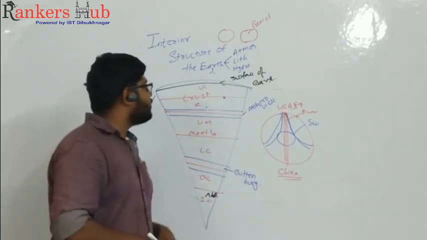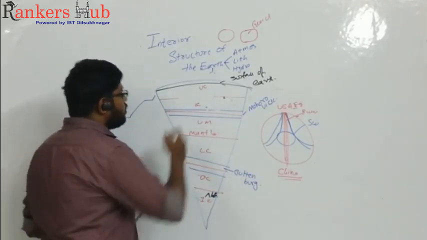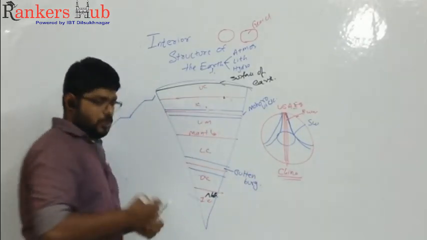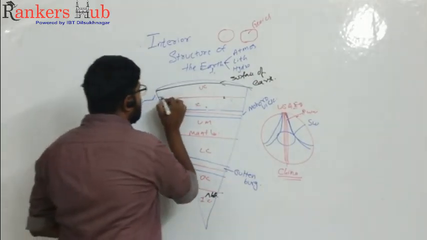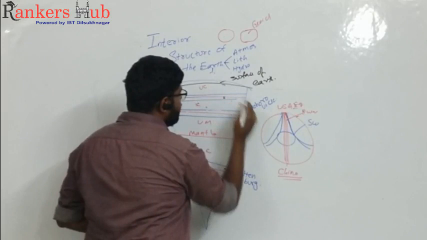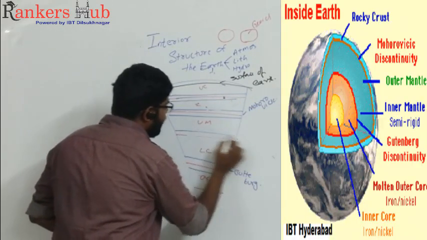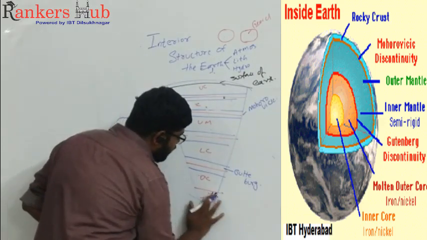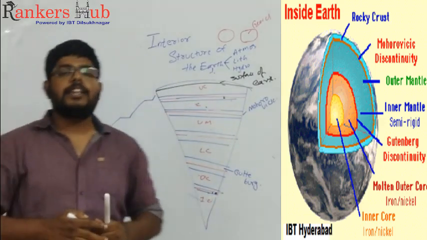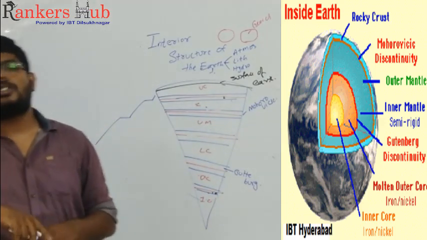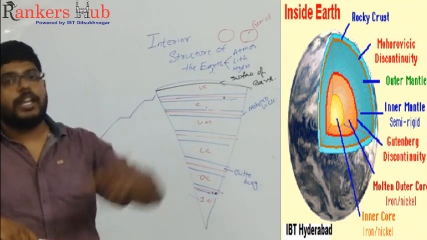So now, how many layers are we having? We are having two layers in the crust, two layers in the mantle, and two layers in the core. Again, these layers will be having discontinuities. What are discontinuities? Here we will have one discontinuity, here one discontinuity, here the second discontinuity, and here the third discontinuity. That means we are dividing the Earth into 6 different zones. That means how many discontinuities will we have? We will have a discontinuity in each layer, right?